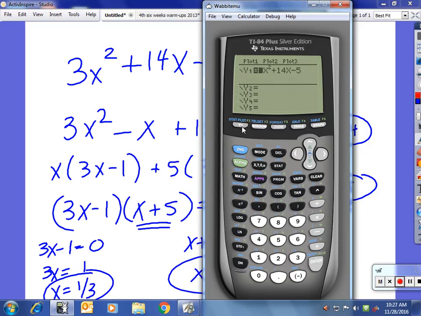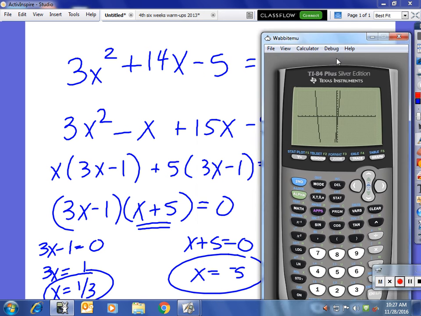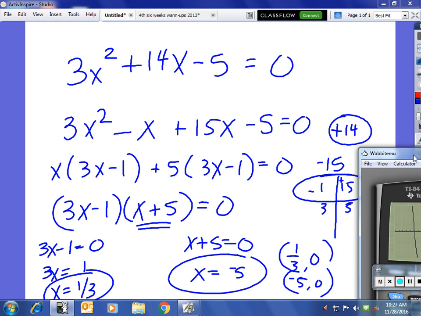I can't see the x value of 1/3 on my t-chart, but I could look at the picture. Does that look reasonable? Positive 1/3? Yeah, that looks reasonable to me. So that makes me feel like I did it right. It's crossing the x-axis at those two places.